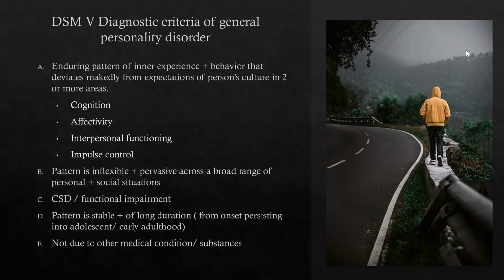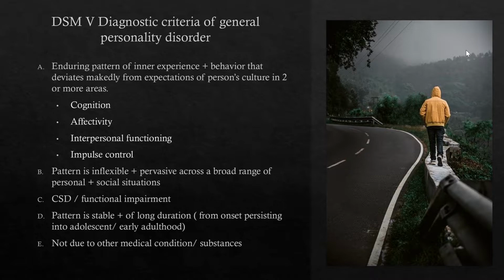Okay, so for the diagnosis of a general personality disorder at our medical institute, we use the DSM-5. That includes criteria A to E, and all of these criteria must be met in order for a person to be diagnosed with a general personality disorder. Criterion A states that this should be an enduring pattern of inner experience and behavior that deviates markedly from the expectations of a person's culture in two or more areas. These areas include cognition, affectivity, interpersonal functioning, and impulse control.